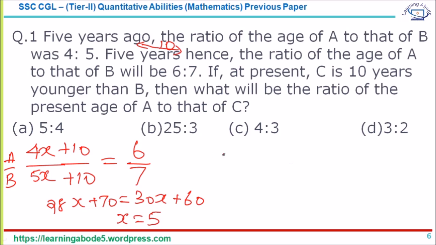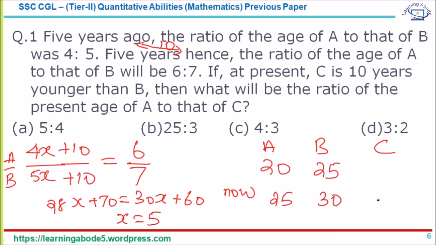Now this 5 you substitute back for A and B. 5 years ago the ages would have been 5 into 4 is 20, and 5 into 5 is 25. So the present age of A would be 25 and B would be 30. C is 10 years less than B, so C is 20. What is asked is the ratio between A and C. A is 25 and C is 20, so the ratio is 5:4. That's the answer for the first question, a very simple and straightforward question. Answer is option A, 5:4.